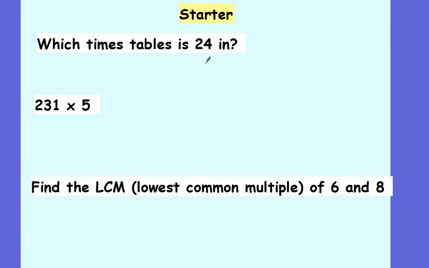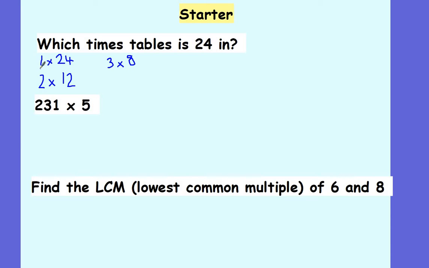Okay, let's go through the answers. So 24 is of course in the 24 times table. 1 times 24 would give me 24. It's also in the 12 times table. 2 times 12 would give me 24. It's in the 3 times table and the 8 times table.